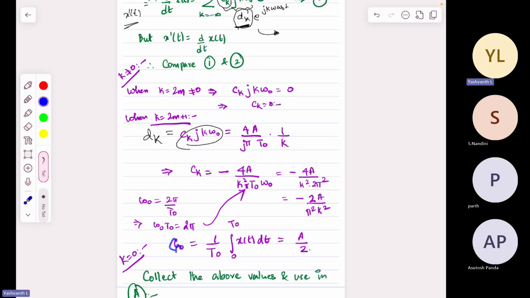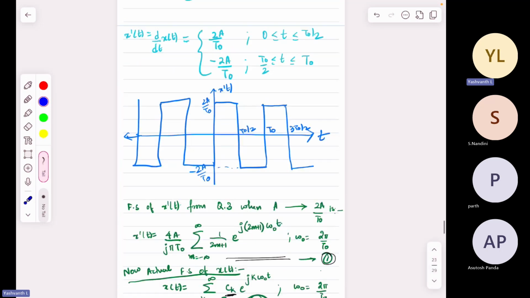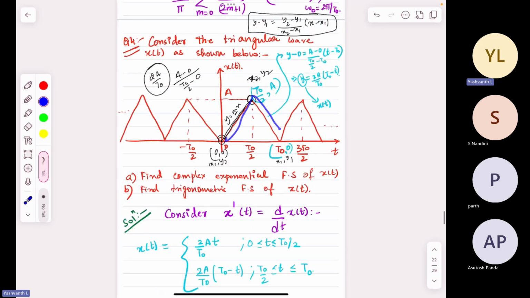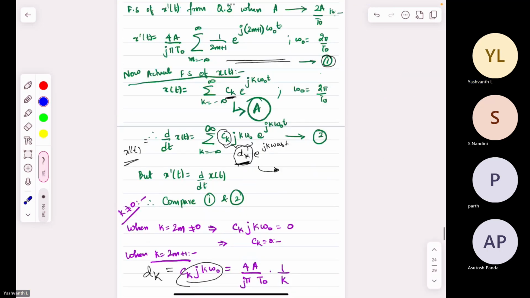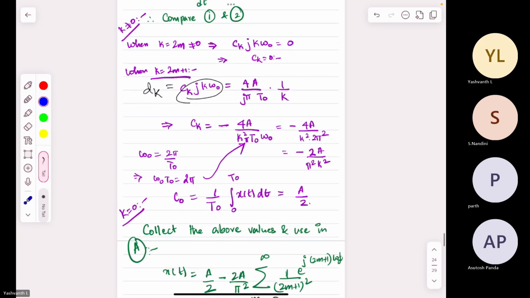And c naught is not that difficult. Just do the integration, basically the area under this triangle in one period. If you look at the area under this triangle, half into base is what? T naught into height a. So a t naught by 2. You need to divide by t naught also. So it becomes a by 2.